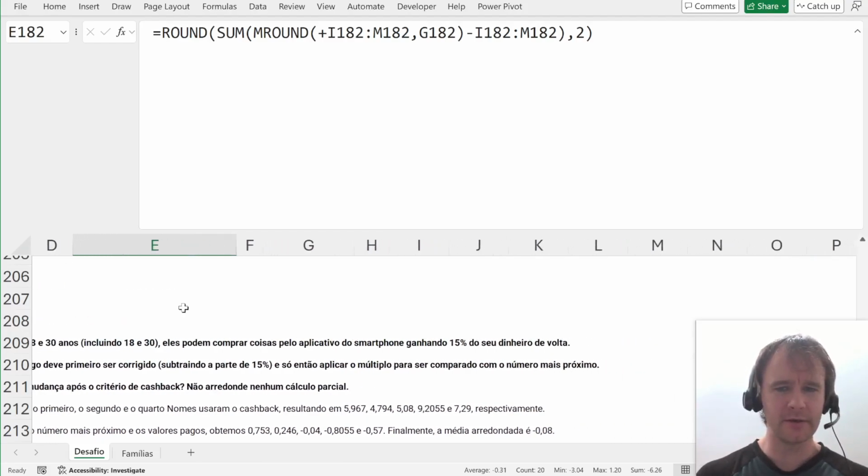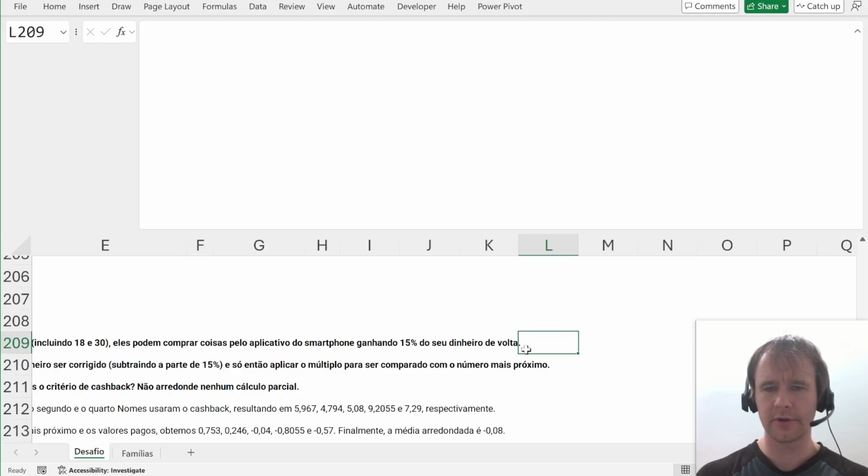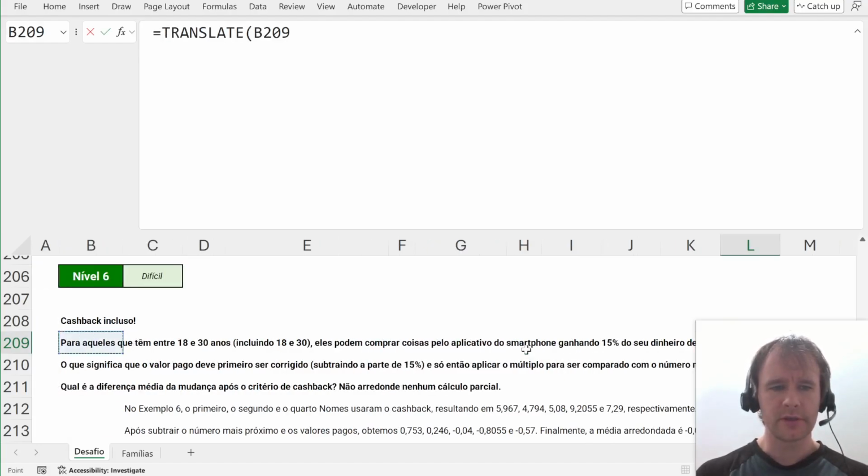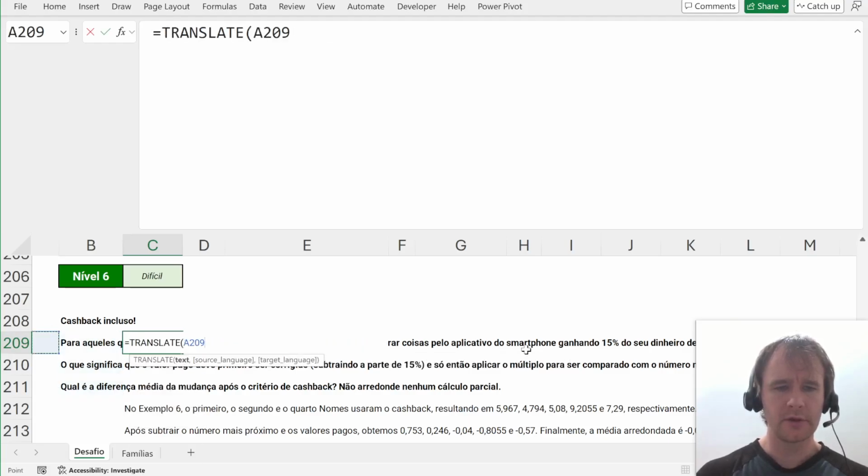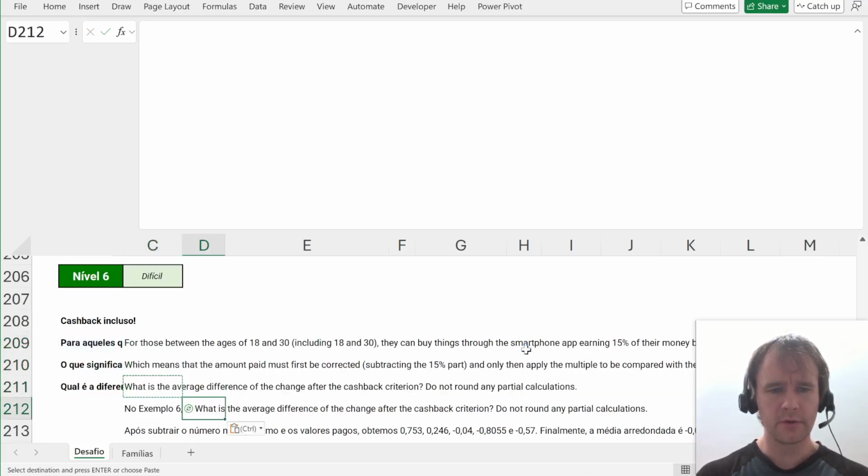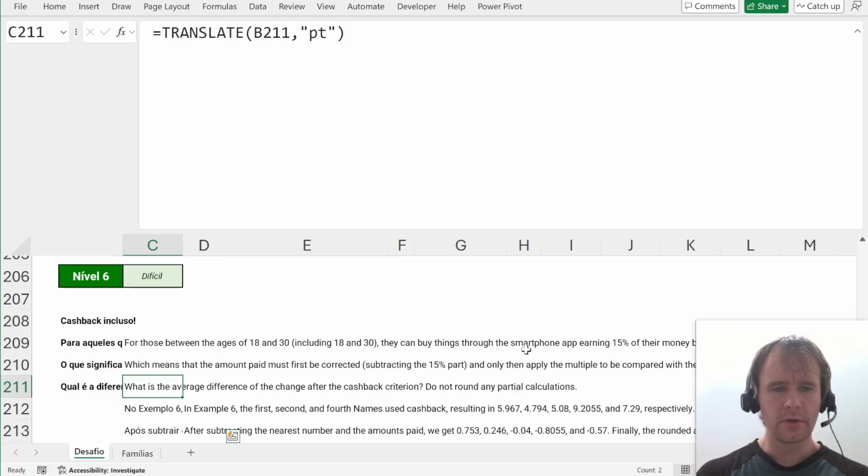Okay, cashback incluso. Let's see what's going on here. Translate. Actually, I don't know why I'm putting it way over here. I can just put it right next to it. Translate this. Actually, if I did do it this way, even better. Okay.